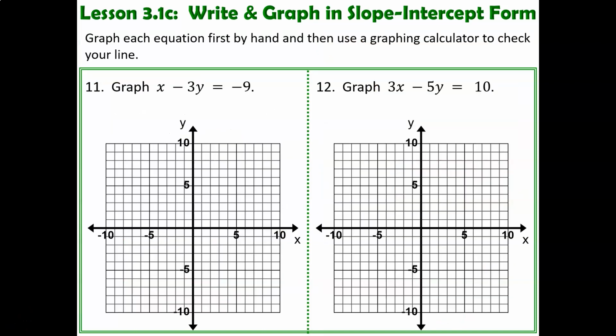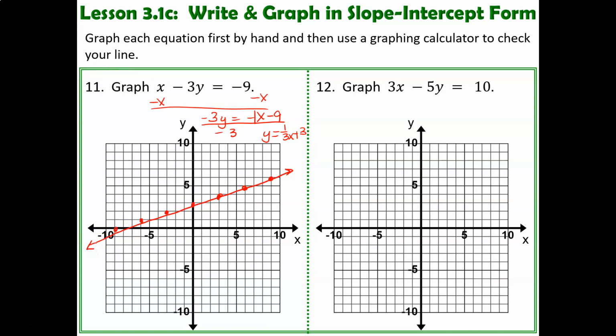Just a quick check-in, we're going to graph both of these. So we've got to put them into slope-intercept form first. So I'm going to subtract x. So I have negative 3y equals negative x minus 9. I'm going to divide each side by negative 3. So I have y equals 1/3 x plus 3. So I'm going to start at 3, up 1 over 3. They're both positive. Up 1 over 3. Now I'm going to go the opposite way. Down 1, left 3. There we go.